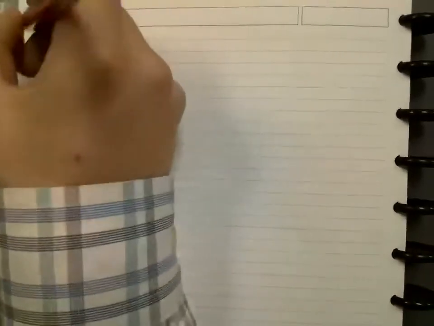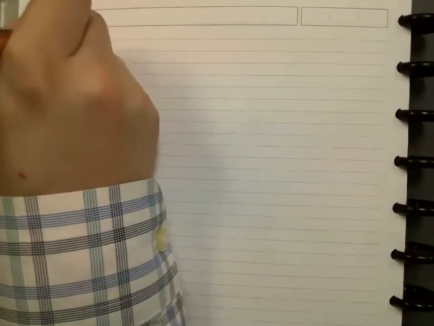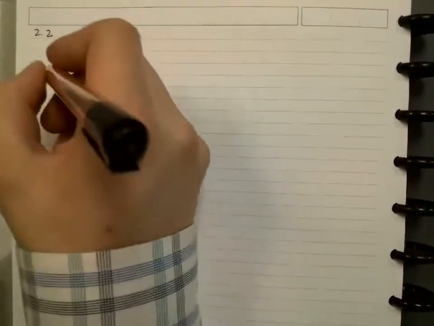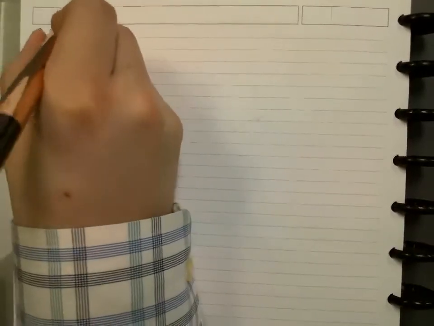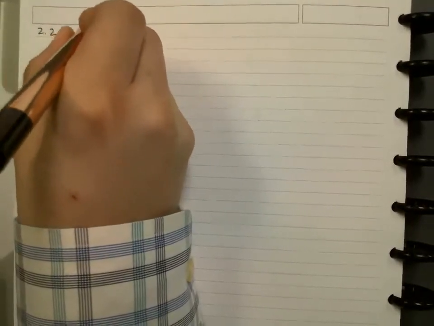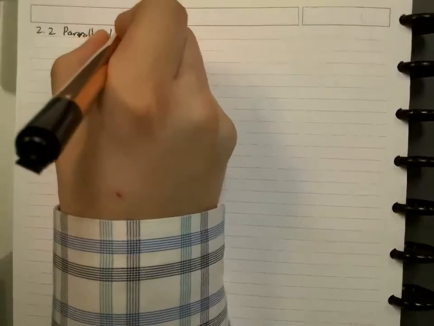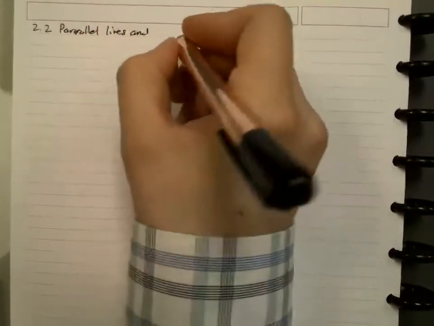So today's notes are going to be titled 2.2 Parallel Lines and Transversals. Are we writing on this one? Yes. All right. You're writing on both. All right. So today is 2.2 Parallel Lines and Transversals.